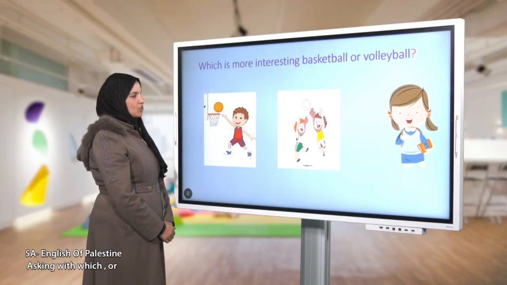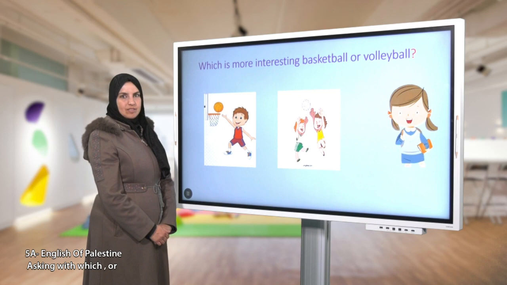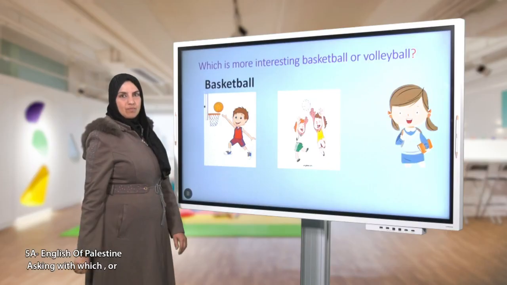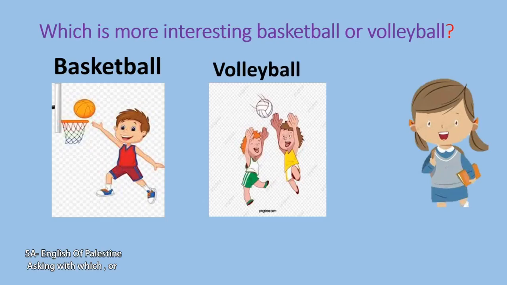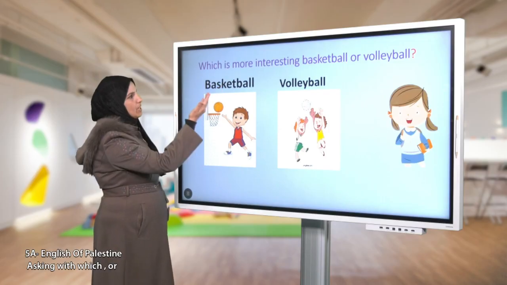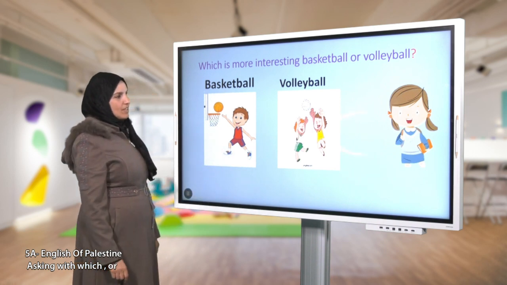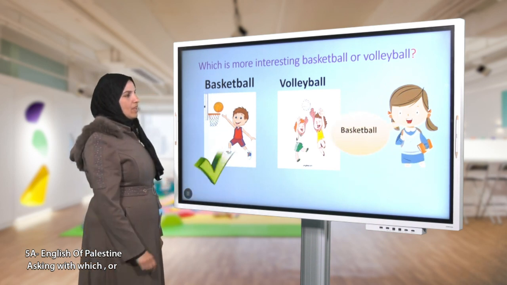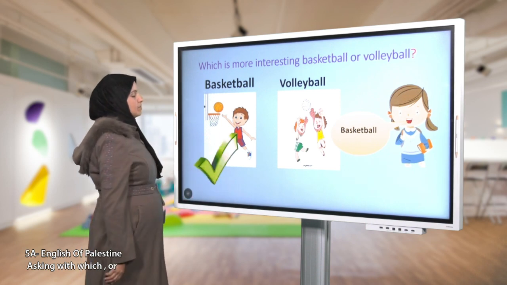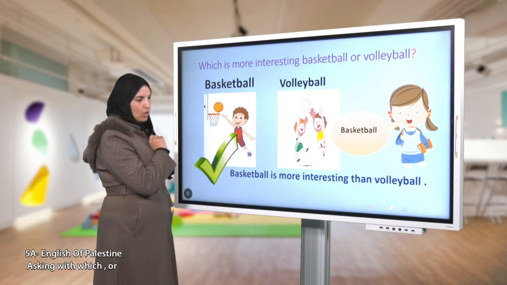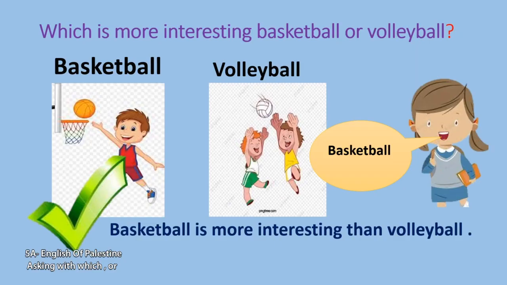Now look at these pictures. What can you see? This is basketball. Excellent. And what about this picture? It's volleyball. Let us ask this girl, which is more interesting, basketball or volleyball? She answers, basketball. We can say, basketball is more interesting than volleyball.